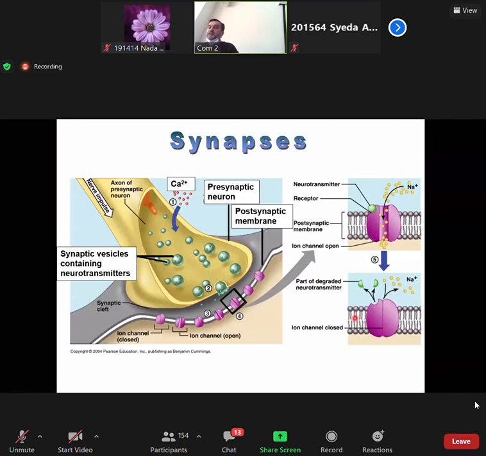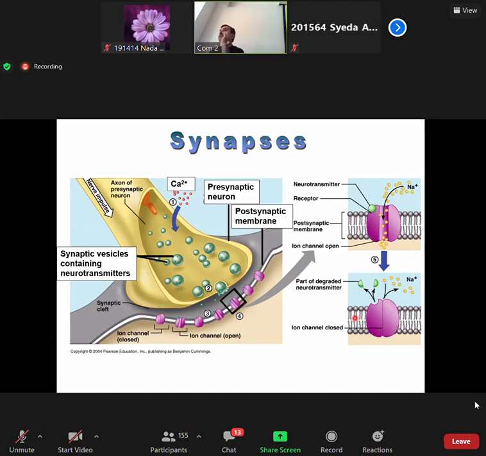Now we are coming to the synapses. There are two types of synapses in the nervous system. The most common one is the chemical synapses. Synapse means where one axon of the neuron is going to join with the cell body or the dendrite or the axon of the other neuron. So the space between them or the joining of one neuron to the other neuron is called a synapse.